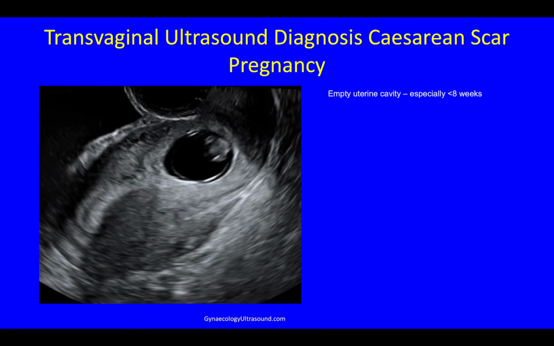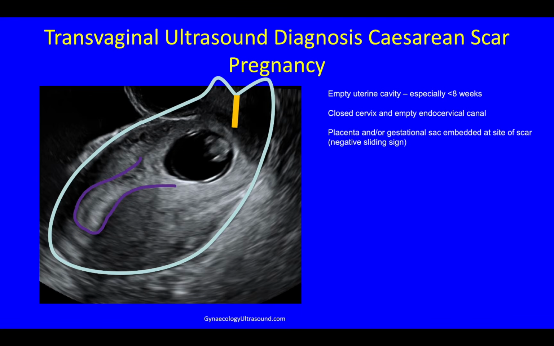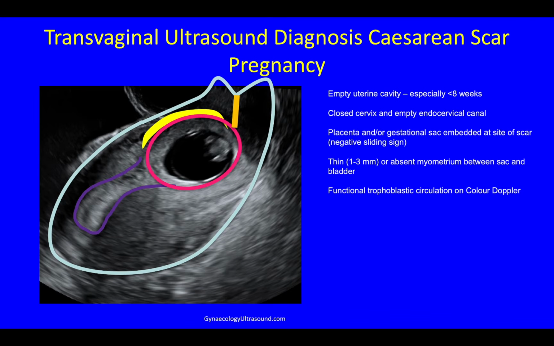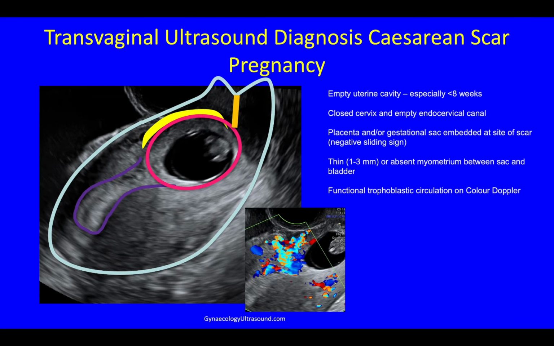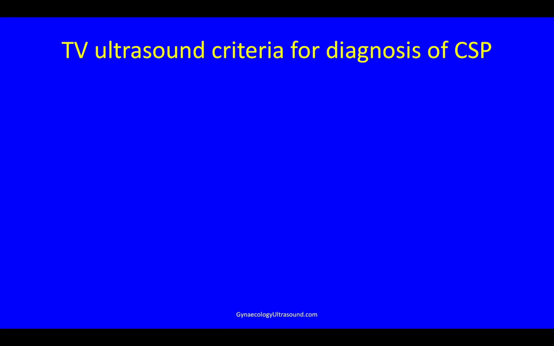This is an anteverted uterus. An empty uterine cavity, especially prior to 8 weeks, is there. Closed cervix and empty canal there. You can see it better in the next few images. The placenta or gestational sac embedded there, embedded in the niche, so a negative sliding sign, with thin or absent myometrium and functional trophoblastic flow on colour Doppler like this.